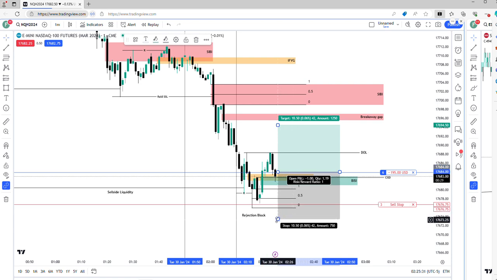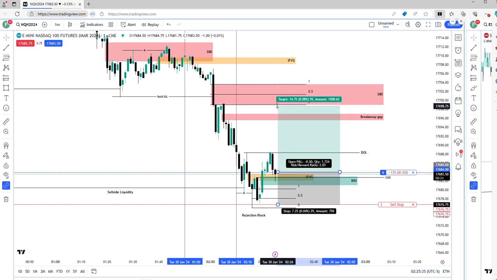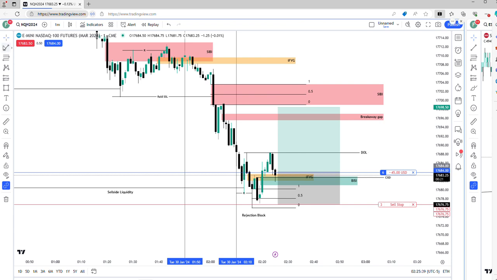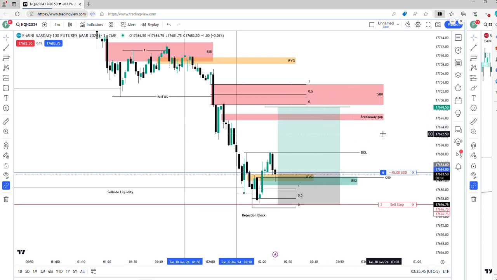So doing a long position, stop loss below this wick, 1 to 2 is roughly about here. So if you wanted a 1 to 2 risk to reward, that's roughly what we're getting at, which is just below that CB, which is also nice, right? That's also nice to see what price is doing.